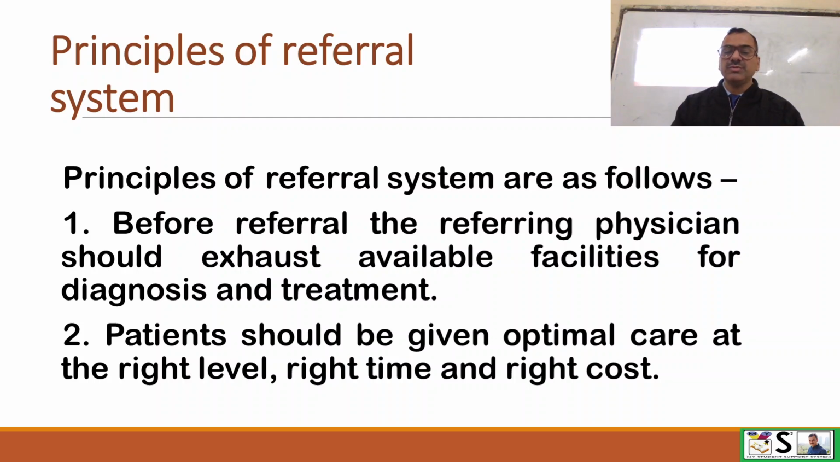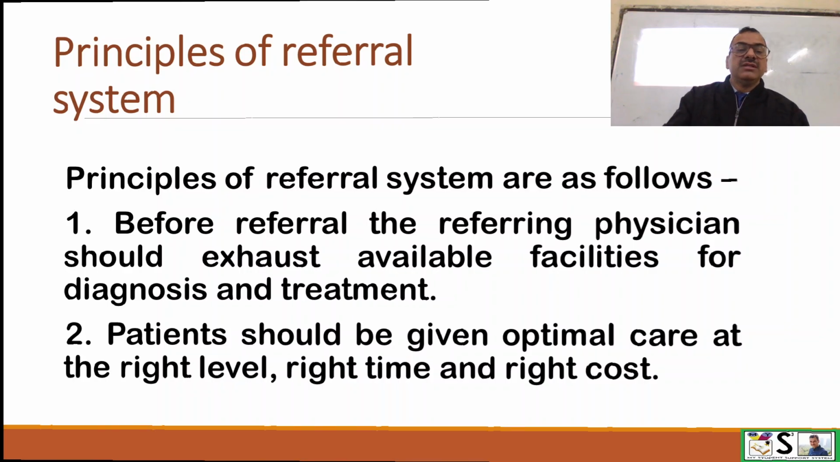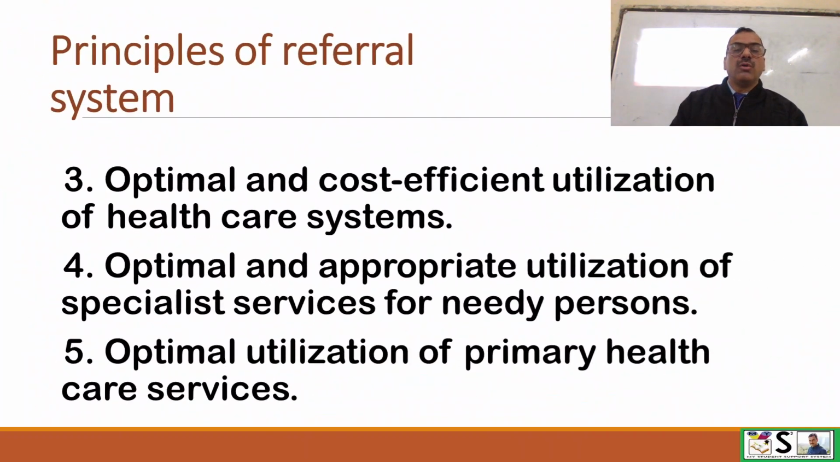Then the patient should be given optimal care at the right level, right time, right cost. Everything should be appropriate. Then optimal and cost-effective utilization of the healthcare system. We have the healthcare system: sub-center, PHC, CHC, divisional hospital, then district hospital, super specialty hospital. So there should be proper use of these centers.